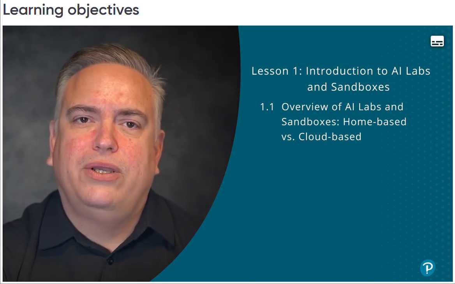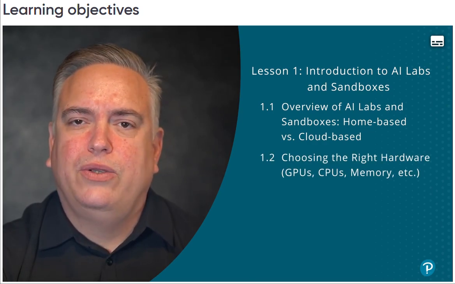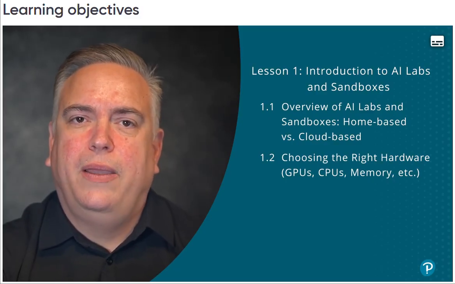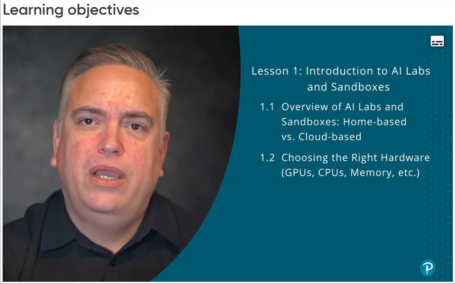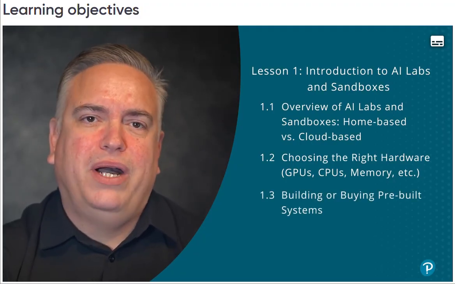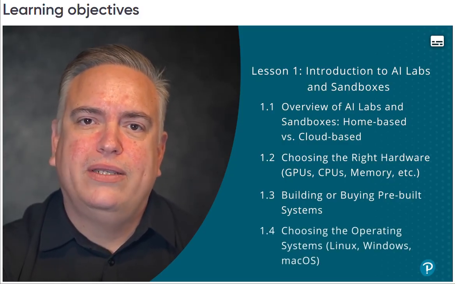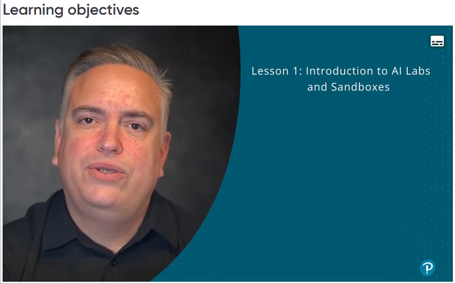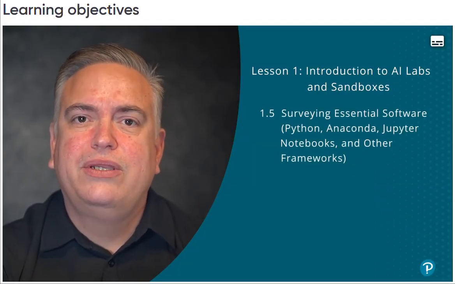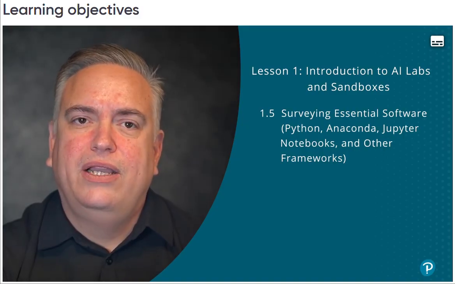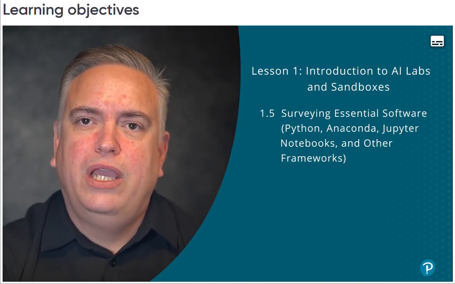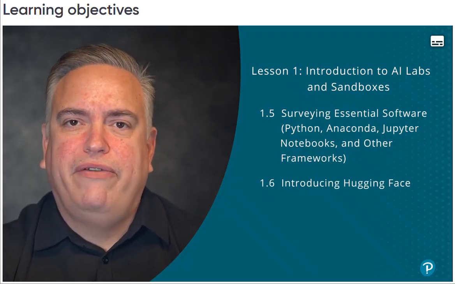We will go over topics such as choosing the right hardware, so that means your GPUs, your CPUs, memory, and other system components. We will go over building or buying pre-built systems, and also what operating systems to choose, whether it's Linux, macOS, or Windows. We will go over the essential software for your AI experimentations, especially things like Python, Anaconda, Jupyter Notebooks, and many other frameworks.